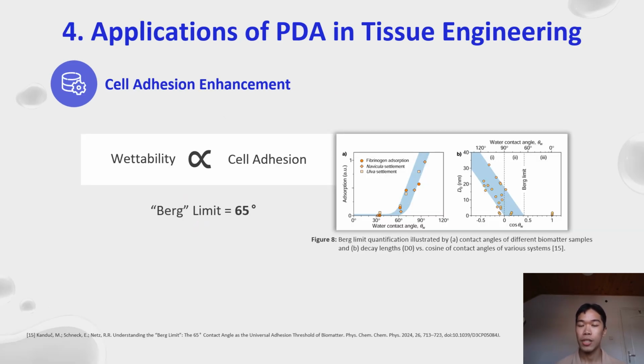Moving on to the applications of polydopamine in tissue engineering, polydopamine has been used to enhance cell adhesion. When the contact angle is low, commensurate to high affinity to water, it generally helps improve cell adhesion and protein absorption. The efficiency of surface sensitivity determines the scope of resulting cellular activity, and so we have here the Berry limit, which is an archetypal term used to describe the threshold for biomatter adhesion, which is equivalent to 65 degrees. It also refers to the point at which a surface can be viewed as optimally hydrophilic.